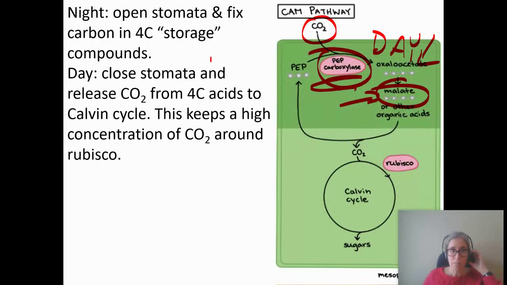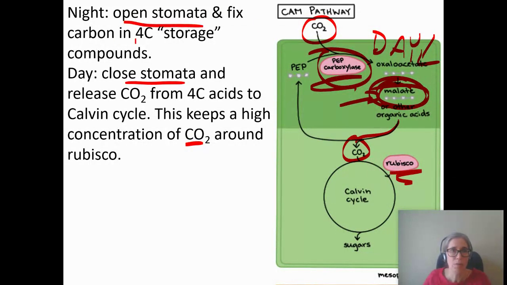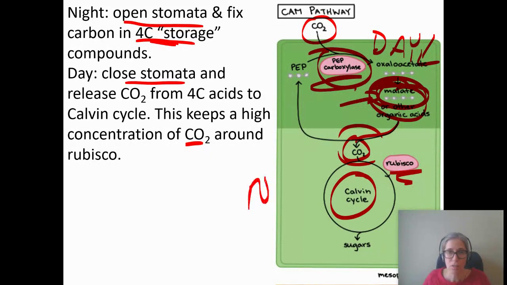So during the day, the stomata are closed, and Rubisco's not really doing much, and you just store this malate around. And that keeps a high concentration of carbon dioxide around. And then at nighttime, the stomata are open, and the plants can then release the carbon dioxide, and Rubisco can do its thing. So at night, the open stomata will fix the carbon dioxide from this malate. So the malate will release the carbon dioxide, and then the Calvin cycle can work. So this is what happens at night.